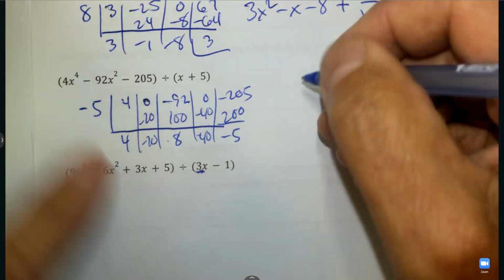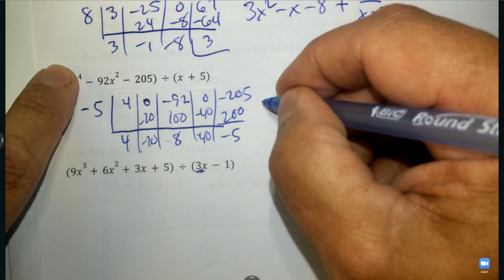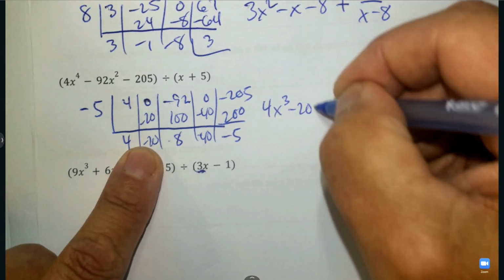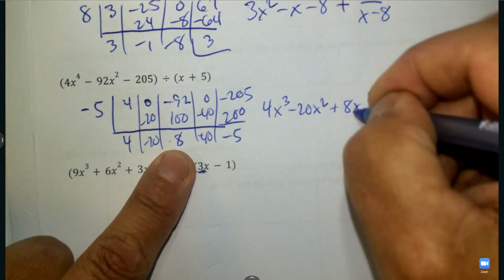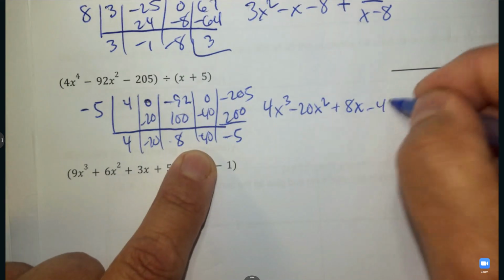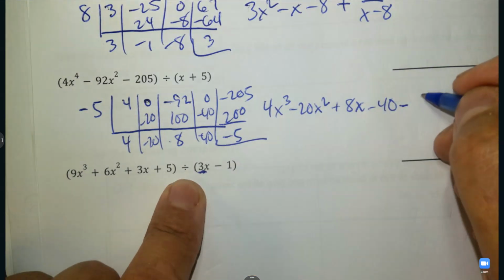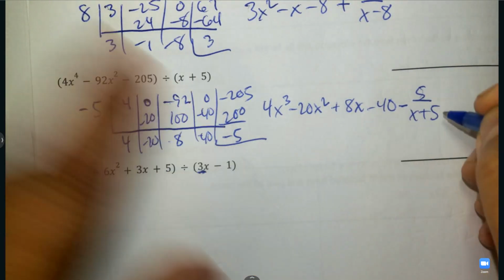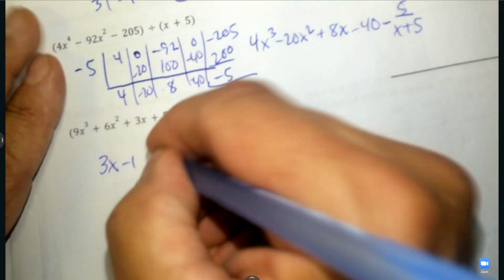That's negative 5. So how do I write this answer? So x to the 4th, 1 degree less. So this is going to be 4x cubed, then count down. That's negative 20x squared, count down. That's plus positive 8x, count down. That's minus 40, count down. That's the remainder at the end. So usually I try to box that. So that's negative, so it's subtract 5 over what I divided by, x plus 5. All right, long division. And I think this page will be it. Then I'll do another video.